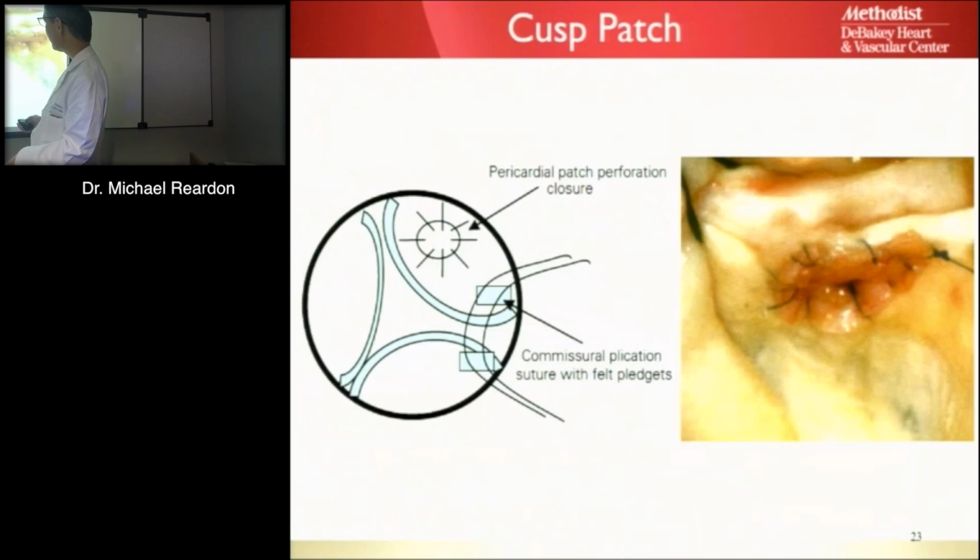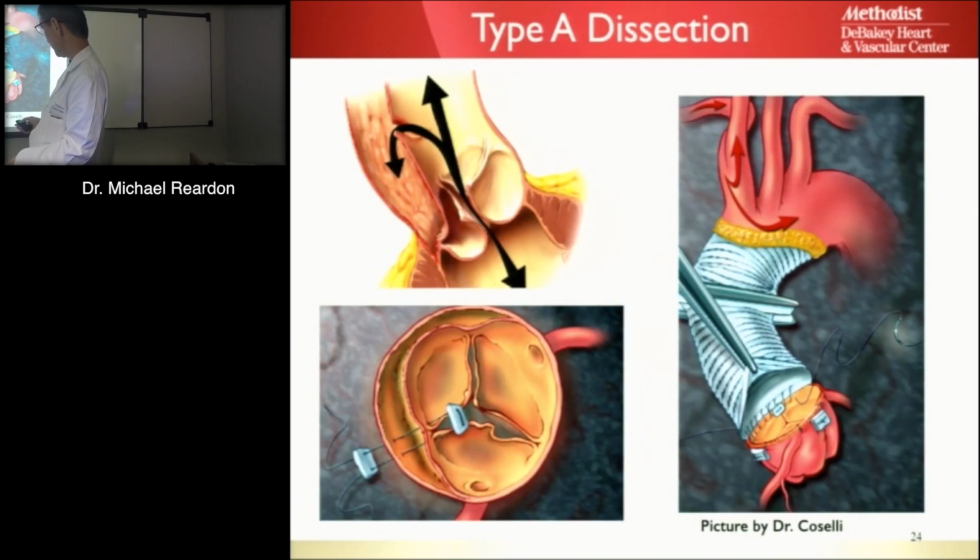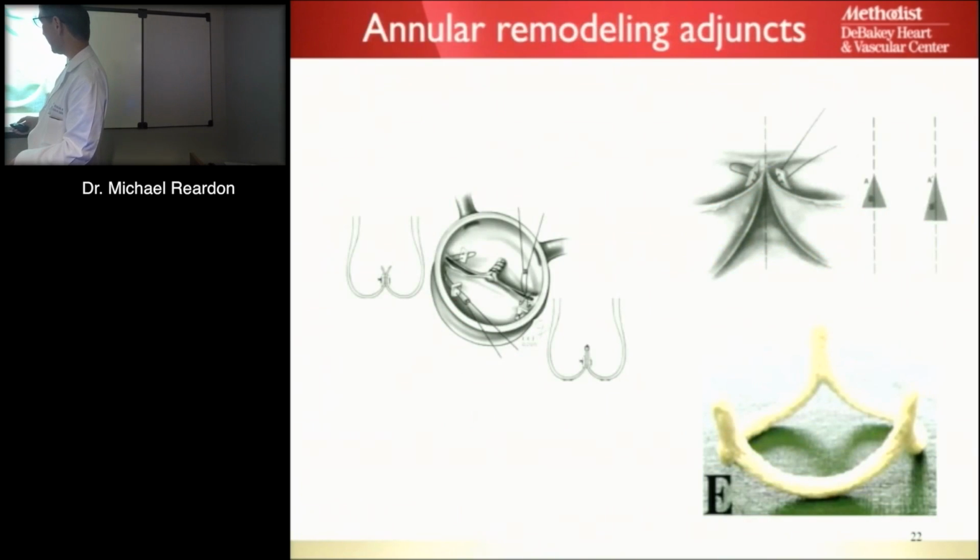When these things prolapse, we have a lot of ways of fixing them. And mainly it's just a matter of reefing up the edges. I don't have a picture that really shows it, but what happens is it just prolapses in there.